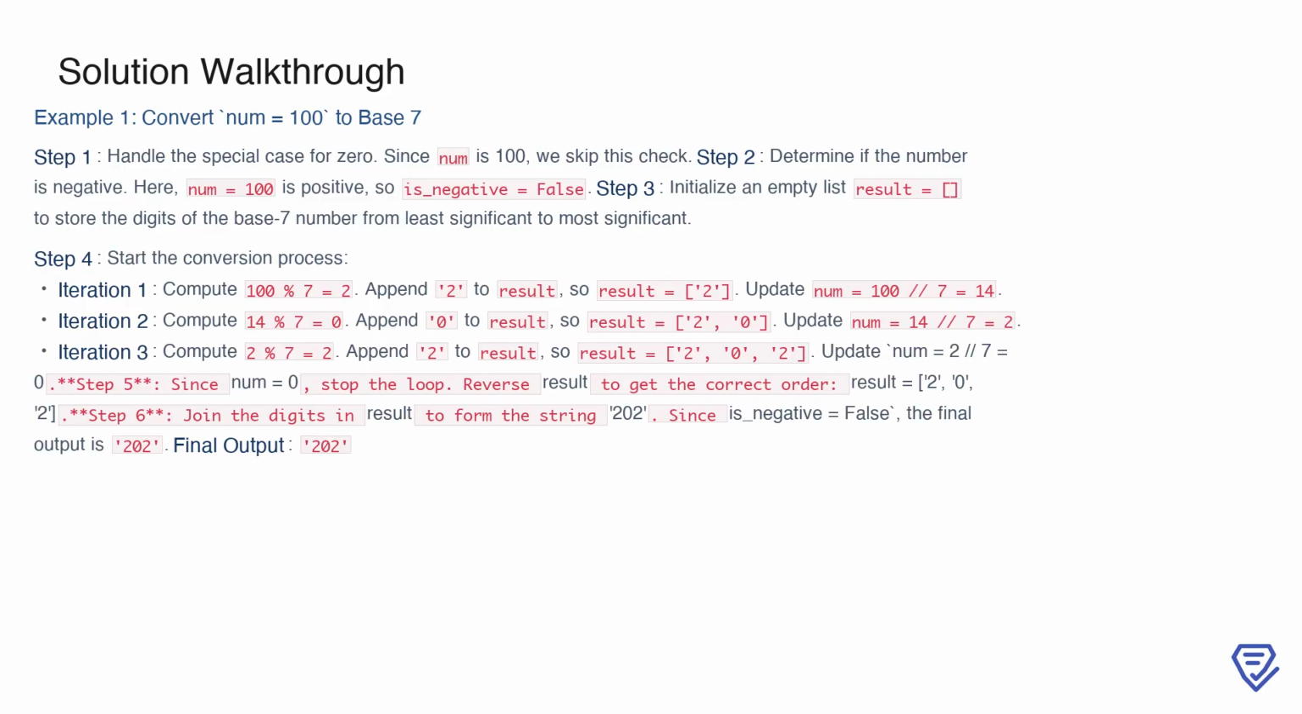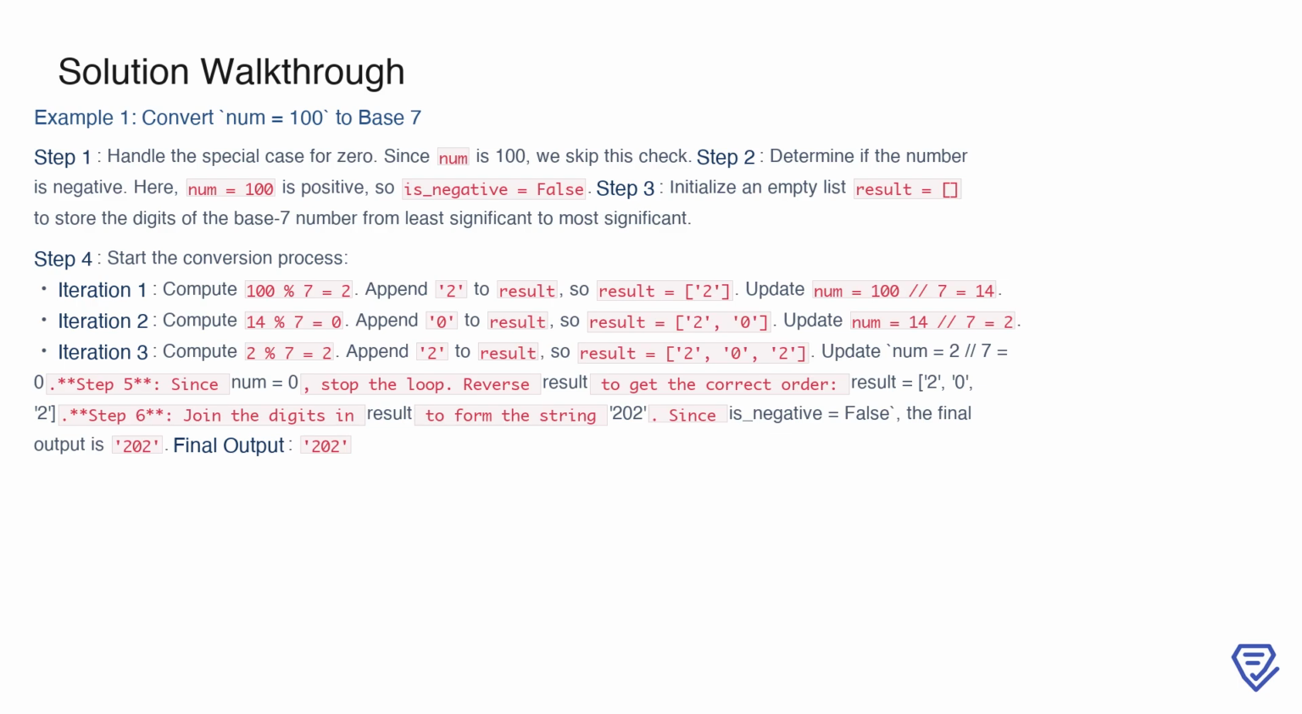In the first iteration, we calculate 100 mod 7, which equals 2. We append the string 2 to the result list, making it 2, and then perform integer division. 100 divided by 7 gives 14, which becomes the new value of number.